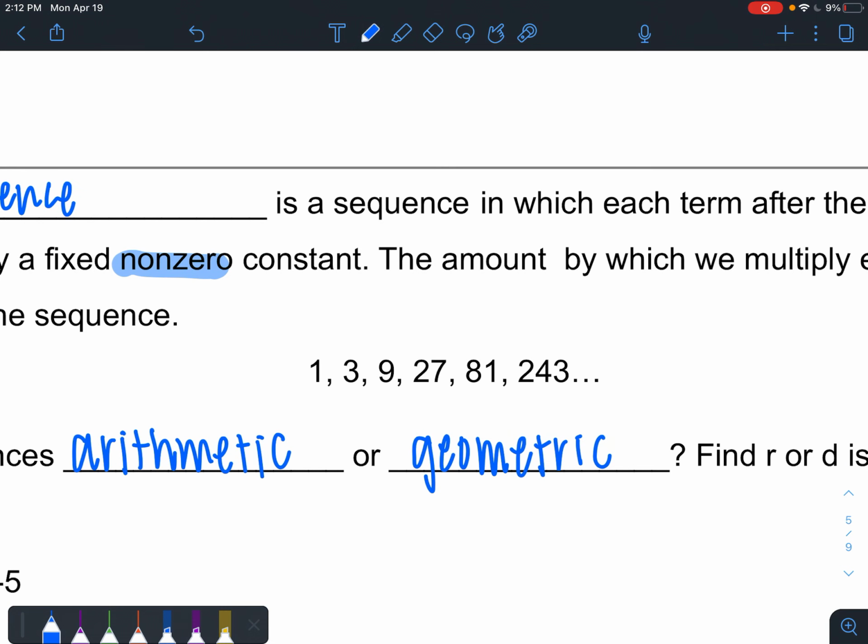So looking here, this is a geometric sequence. I am multiplying by 3 each time I go up. So let me do it with a highlighter, it's a little nicer. So multiplying by 3 each time I go up.